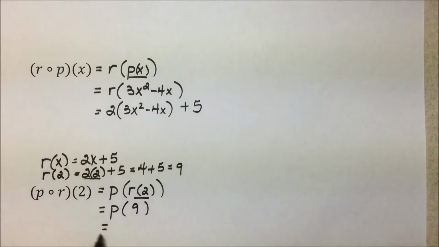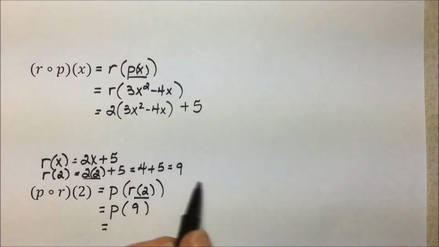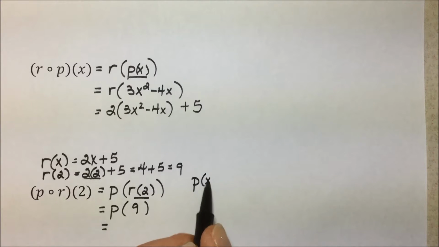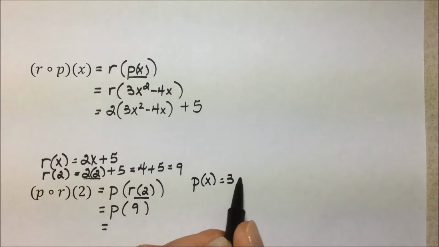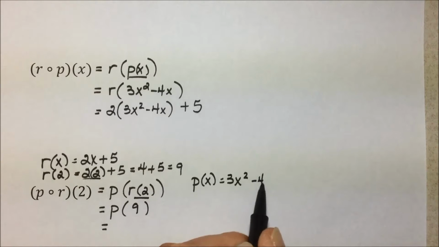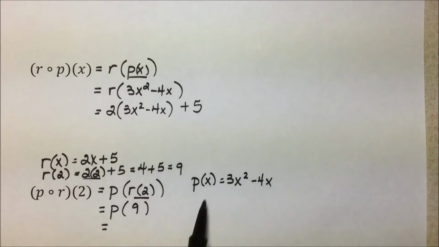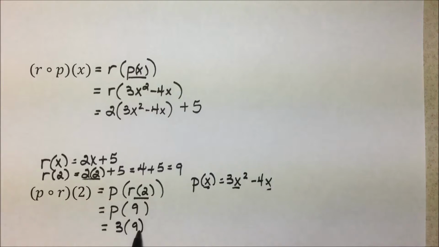And now all we need to do is evaluate the function p when x is equal to 9. You can't see p of x any longer, but this was the definition for p of x, and it simply means wherever x is, we are going to place a 9. So we have 3 times 9 squared minus 4 times 9. Squaring first, we get an 81. We'll do our multiplication.